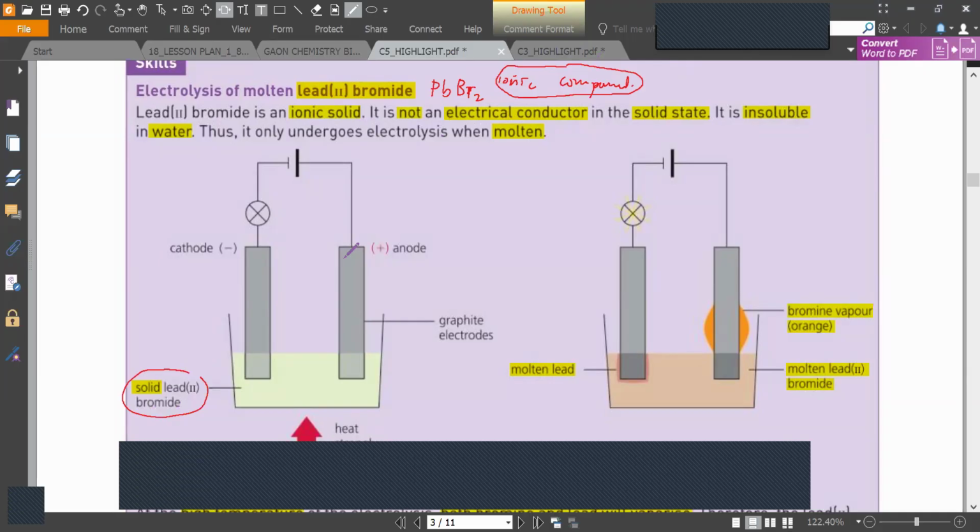We will melt it. Molten means we will melt it. So now we have the lead ions and the bromide ions. What happens now? We have a positive and a negative electrode. The bromide ions will come here, and the lead ions will come here.